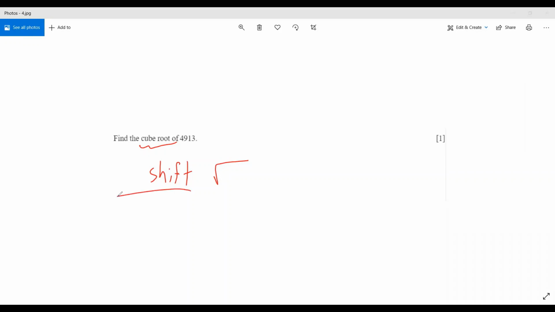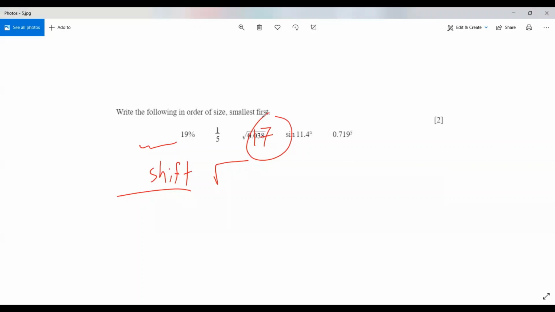But you have to press the shift button first. If you do that, then you key in the number, which is 4,913. The answer is 17, right? That carries 1 mark. So next question.